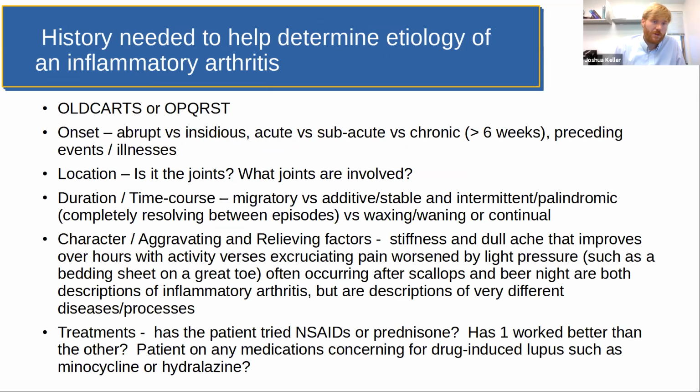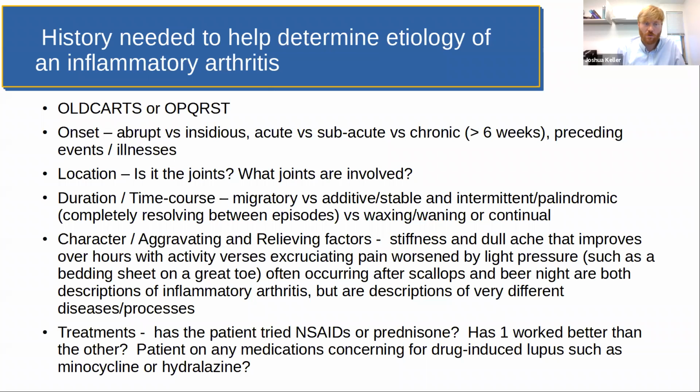So, doing the history, this is the approach I take. I first try to figure out if a patient has inflammatory arthritis. And then I really delve deep into that inflammatory arthritis, all the specifics about it. We were all probably taught different algorithms for asking these questions. There's the old cards and the OPQRST. Whatever works for you.